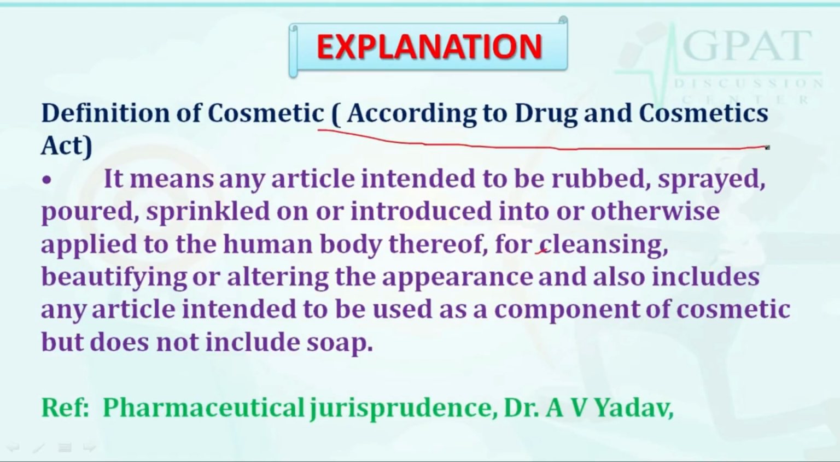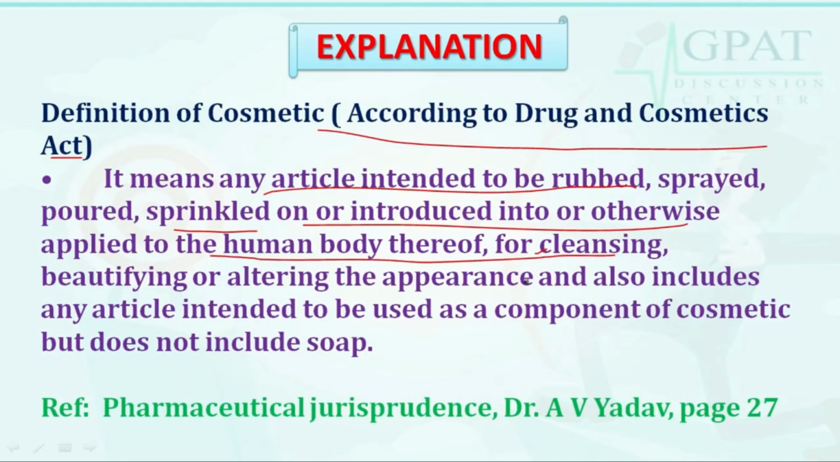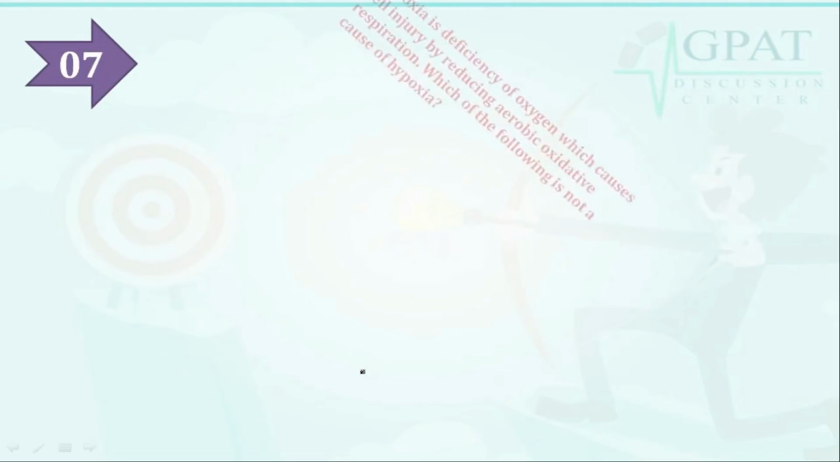According to the D&C Act, it means any article intended to be rubbed, sprayed, sprinkled, or poured, or to be introduced into or otherwise applied to the human body or any part thereof for cleansing, beautifying, or altering the appearance, and also includes any article intended to be used as a component of cosmetics but does not include soap. So at last, cosmetics are used to alter the appearance of the human body. Students, you can also check in the pharmaceutical jurisprudence, the reference book we mentioned, at page number 27. So let's discuss the next question.